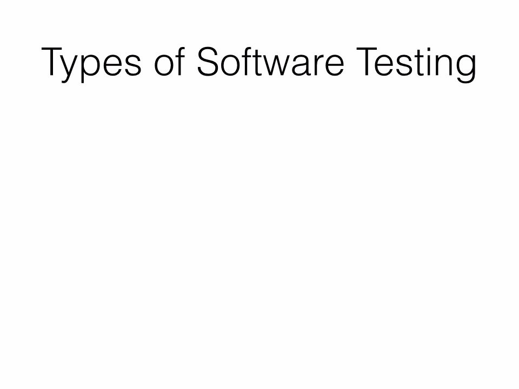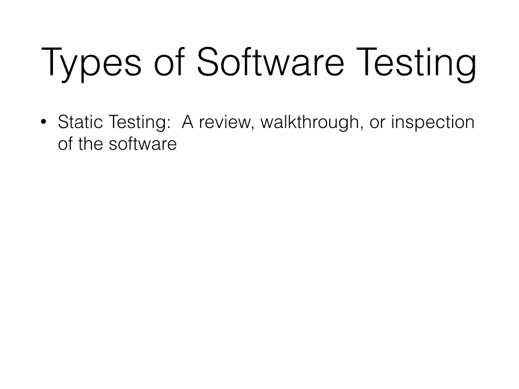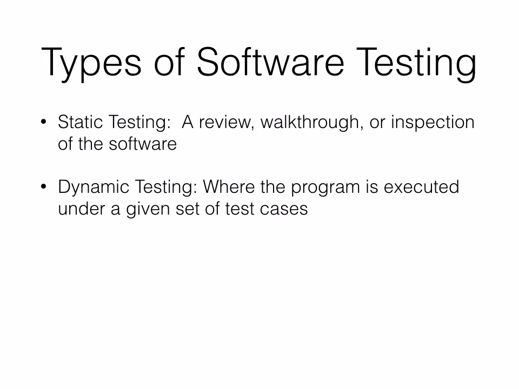So let's take a look at types of software testing. The first type is static testing, a review, walkthrough, or inspection of the software. Another one is dynamic testing, where the program is actually executed under a given set of test cases. Dynamic testing is what you usually find with respect to testing and quality assurance. There's a set of test cases, and people want to know the outputs of them.